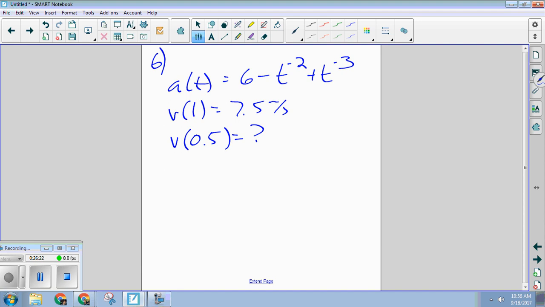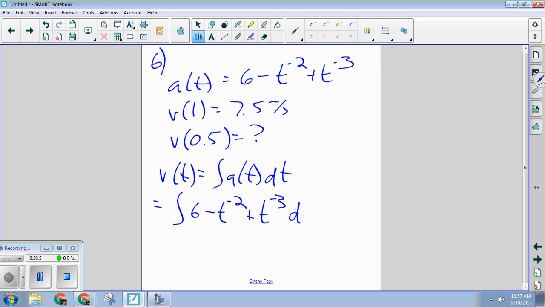So hopefully you guys are all thinking, oh, I know the acceleration. I'm trying to find velocity, so I should take an integral. Definite or indefinite? Indefinite, because we're looking for an instantaneous value. So v of t is our integral of a of t with respect to time. So that's the integral of 6 minus t to the negative 2 plus t to the negative 3 with respect to time. I will pause for a minute so you can get caught up with your writing.